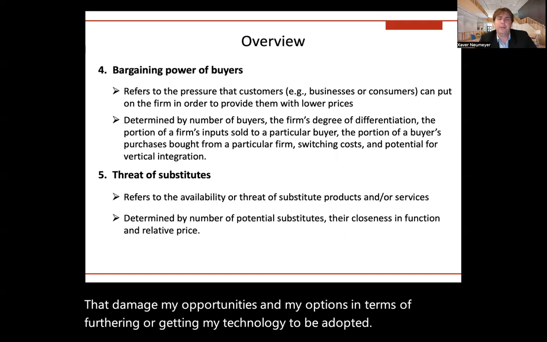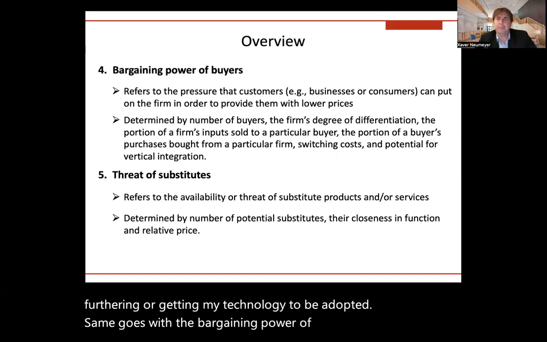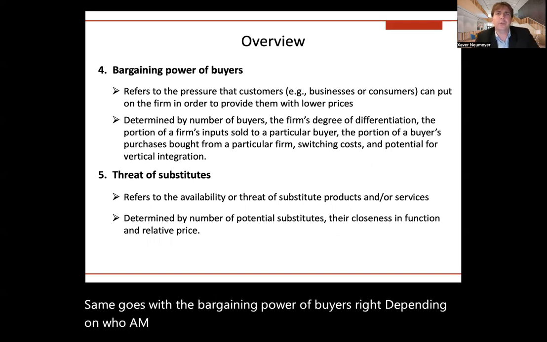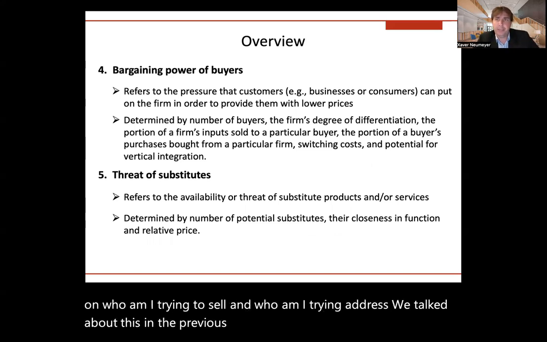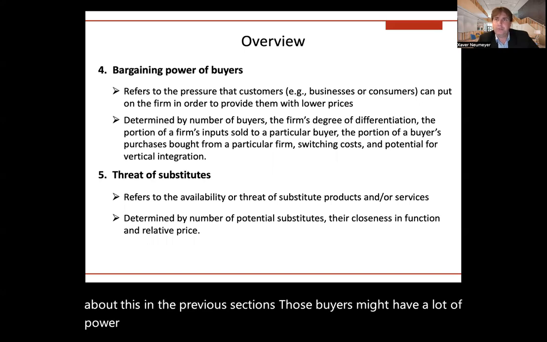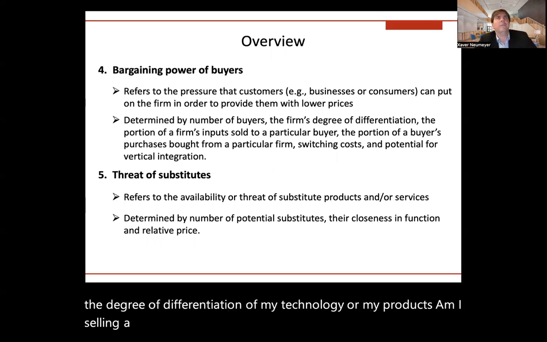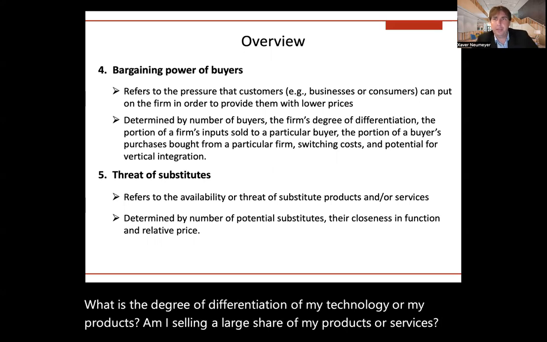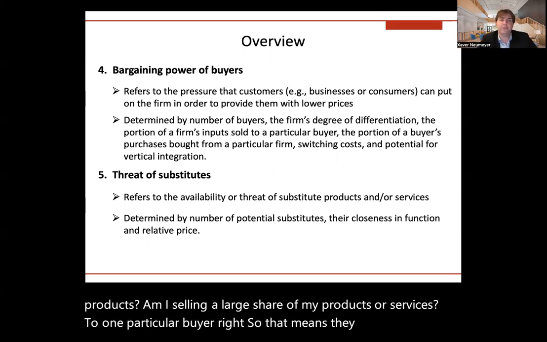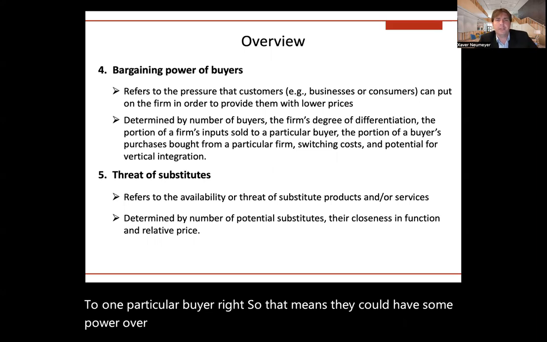Same goes with the bargaining power of buyers, depending on who I am trying to sell to and who I am trying to address. We talked about this in the previous sections. Those buyers might have a lot of power, and it depends. How many buyers do I have? What is the degree of differentiation of my technology or my products? Am I selling a large share of my products or services to one particular buyer? That means they could have some power over me, et cetera.